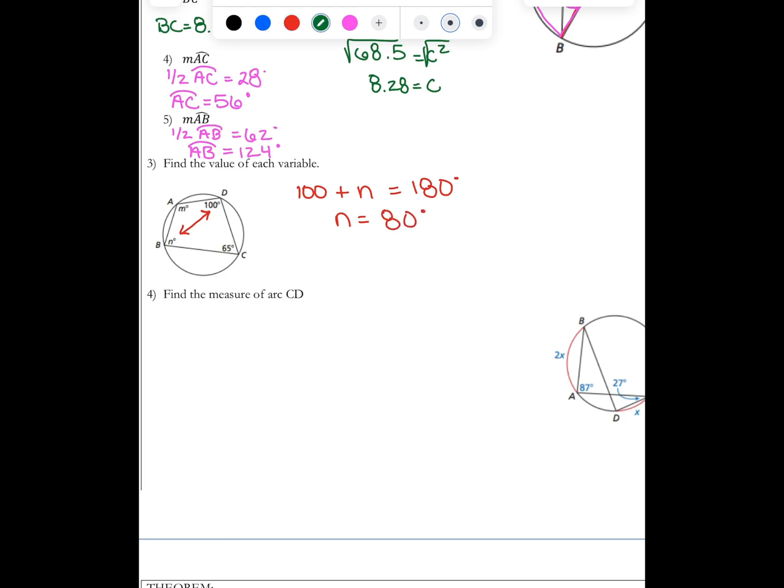And our other variable is m. So m plus 65 must equal 180 degrees. If you can't do that one in your head, then you can always subtract 65 from both sides, giving us that m must be equal to 115 degrees.